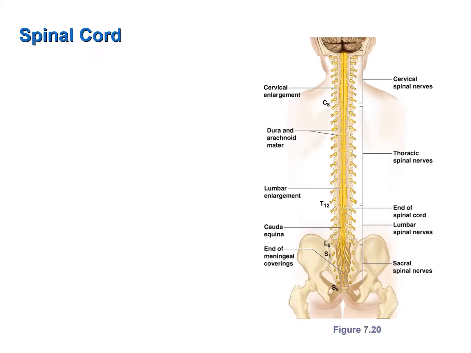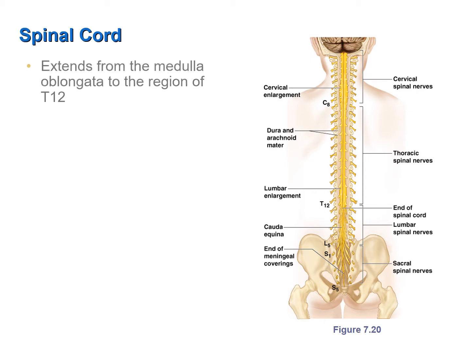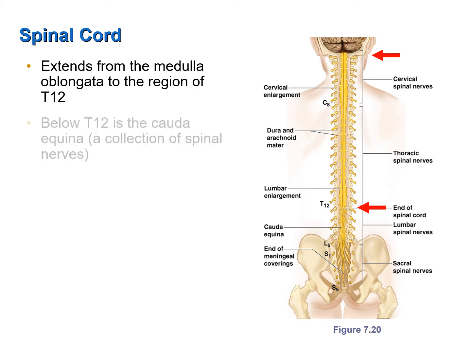The spinal cord is a collection of nervous tissue that extends from the medulla oblongata to about the 12th thoracic vertebrae. Below T12, spinal nerves extend and they resemble a horse's tail and are therefore referred to as the cauda equina.